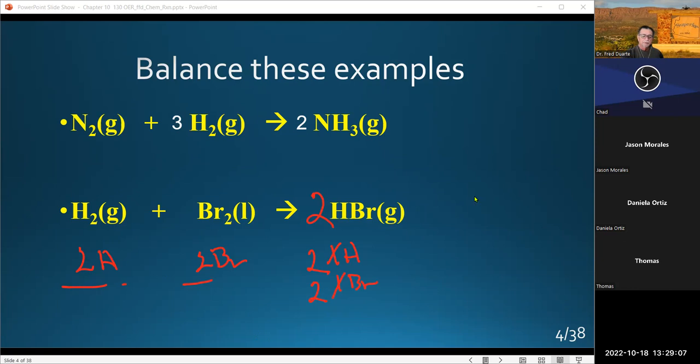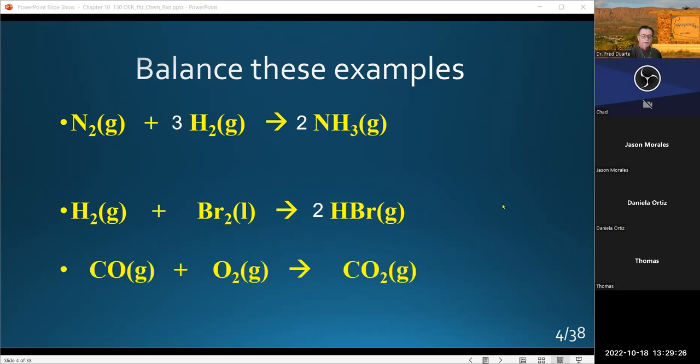All right. I am balanced. So then my ratio there would be a 1 to 1 with respect to hydrogen and bromine, 1 to 2 with respect to hydrogen and hydrogen bromide, and the same with bromine to hydrogen bromide, our ratios.